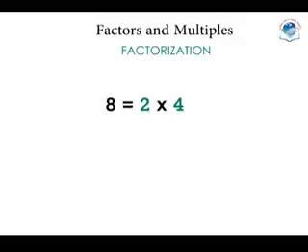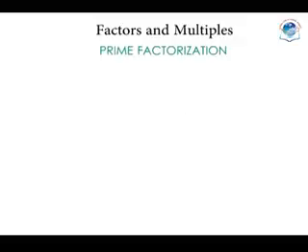But you see, 2 and 4 are not the only factors of 8. 8 is also equal to 8 times 1. And so 8 and 1 are also factors of 8. If we go back to 8 is equal to 2 times 4, you will see that 4 here can also be expressed as a product of its factors, 2 times 2. And so 8 is equal to 2 times 2 times 2.